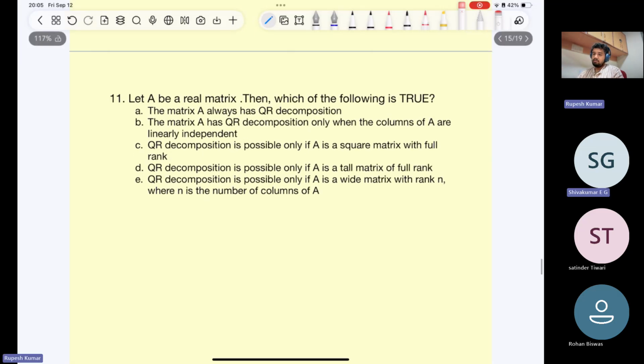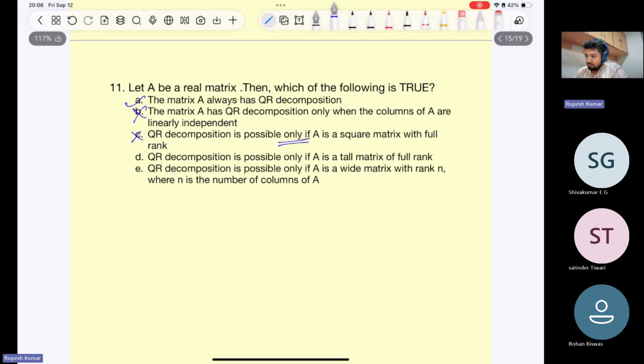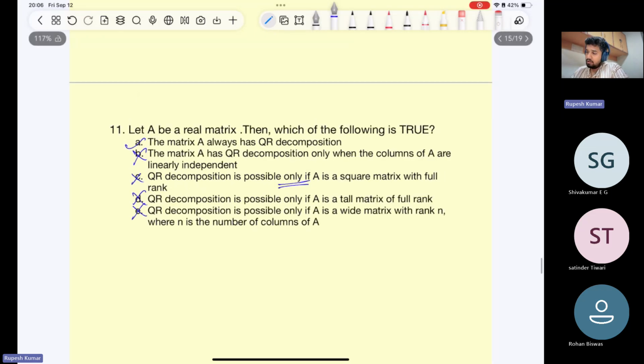So let's get to the last question. Let A be a real matrix, then which of the following is true? Option A is true. We already saw this. We can write it for any kind of matrix. The matrix A has QR only when the columns are independent? No, that's wrong. QR decomposition is possible only if A is a square matrix with full rank? No, this is possible, but not only if. QR decomposition is possible only if A is a tall matrix? This is completely wrong. QR decomposition is possible only if A is a wide matrix? No, this is also wrong. So QR decomposition exists for all kinds of matrices.